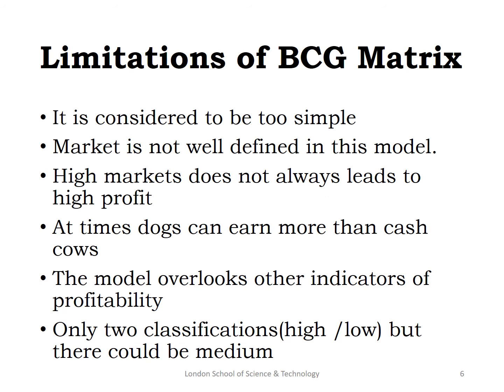Limitations of the BCG Matrix. The BCG Matrix is considered to be too simple. Market is not well defined in this model. High markets do not always lead to high profit. You know, at times dogs can earn more than cash cows. The model overlooks other indicators of profitability. Only two classifications, high and low, but they could be medium.